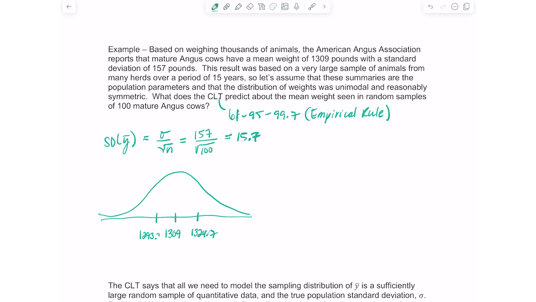So I'm going to keep adding 15.7, subtracting 15.7 until I am 3 standard deviations away. So what this tells me, remember, is that approximately 68% of the random samples of the 100 Angus cows would have a mean weight that would be between 1,324.7 pounds and 1,293 pounds. Okay, so that's for 68%.